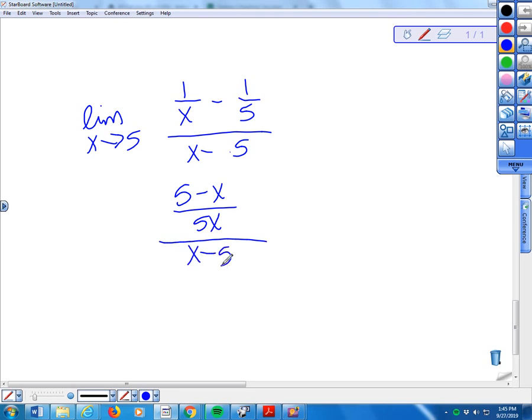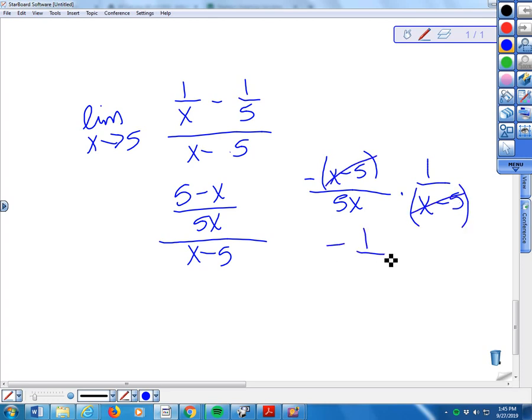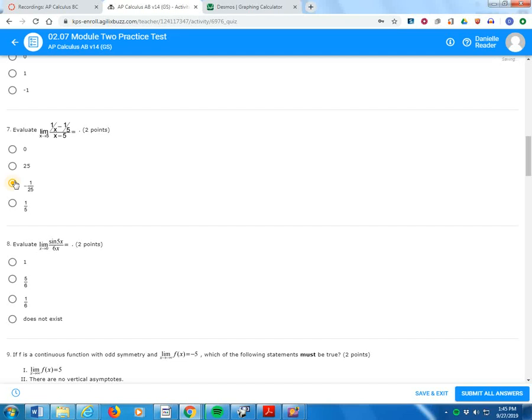Well, the numerator and the denominator aren't the same, but I can do something to either one so they would be identical, and that is to pull out a -1. So let's pull out a -1 out of the numerator. And remember, if I'm dividing by x minus 5, it's the same as multiplying by the reciprocal. Okay, so now I can cancel these out, and I'm left with -1 over 5x. And then this is as x approaches 5, so this becomes -1 over 25. Which is, yeah, this one here. Okay.